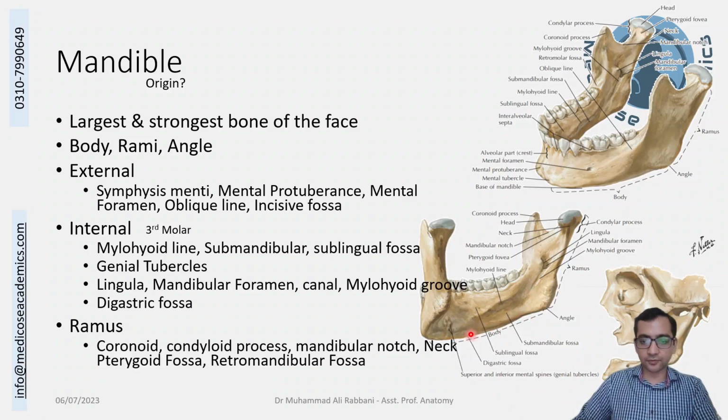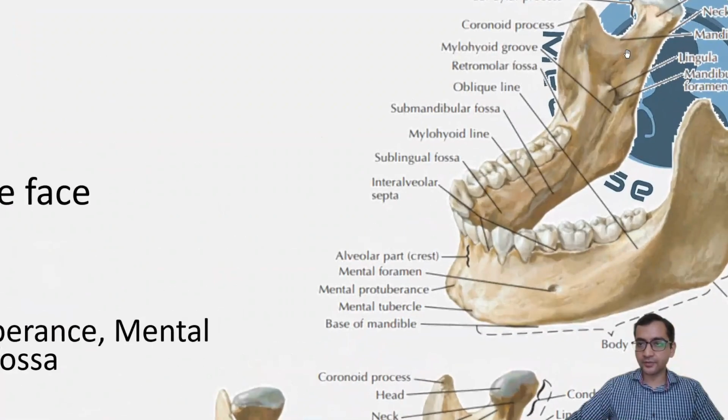And here is another fossa that I did not discuss there. If we follow the inferior margin here, just near the midline, this is the digastric fossa. This gives attachment to the digastric muscle. So it is a little flattened as compared to the rest of the sharp border. Then in the ramus, on the upper aspect, we saw the coronoid process, condylar process, mandibular notch, neck of the mandible. Two fossae we left.